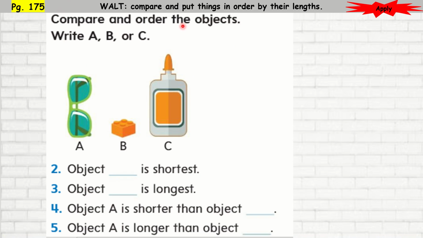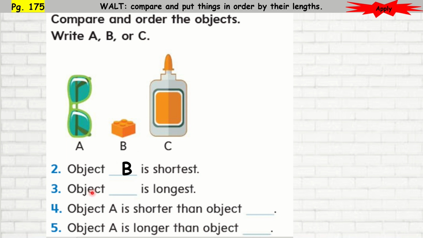Compare and order the objects. Write A, B, or C. A is the sunglasses, B is the Lego, C is the glue stick. So let's look at which object is the shortest. Which object is the shortest? Is it A, B, or C? The shortest object is B, the Lego.